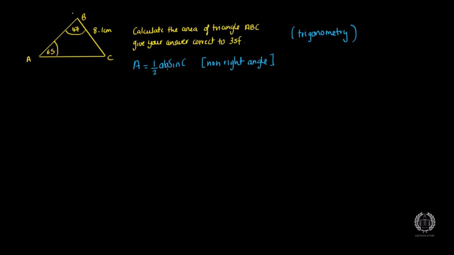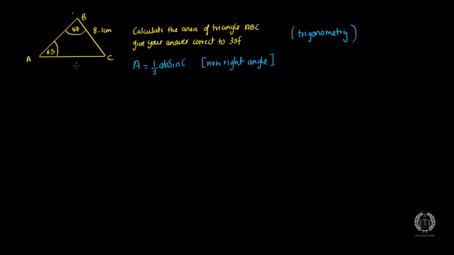Now for you to use half ab sine C, a and b have to be two lengths that merge to form the angle. So let me explain. What does that mean? If you're looking at this 47 degrees, your a and b have to be this length and this length. If you're going to look at 65, your a and b have to be this length and this length. Remember, two lengths that merge to form the angle.